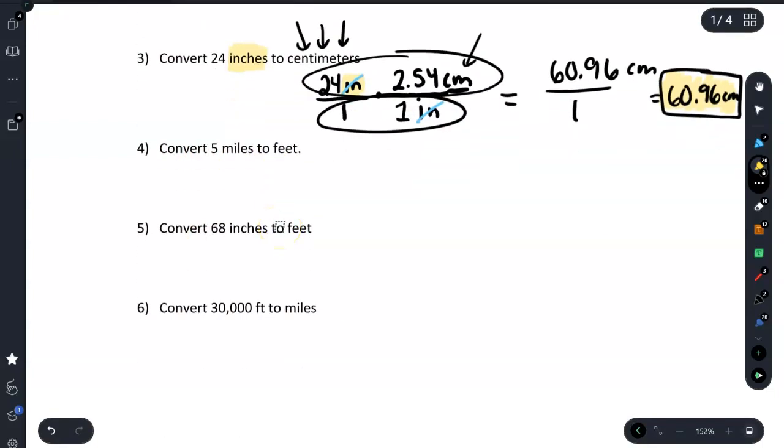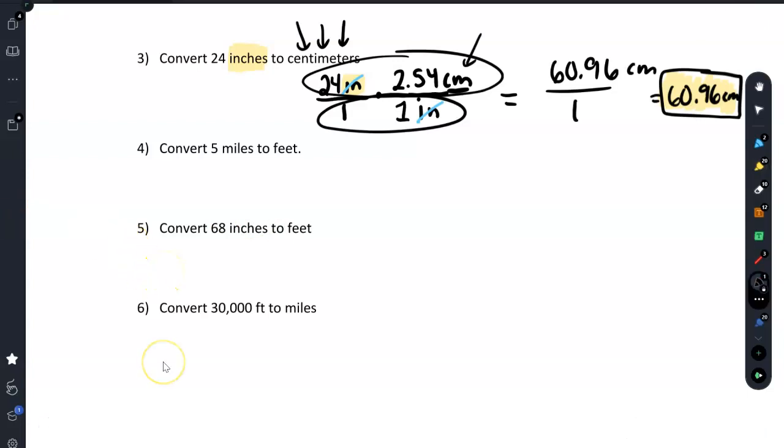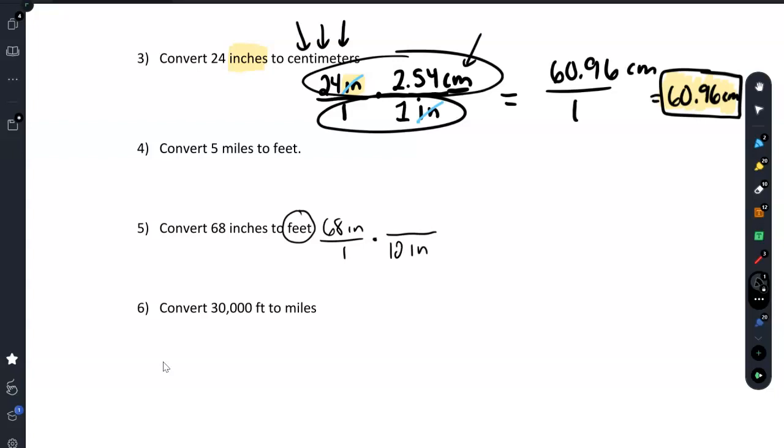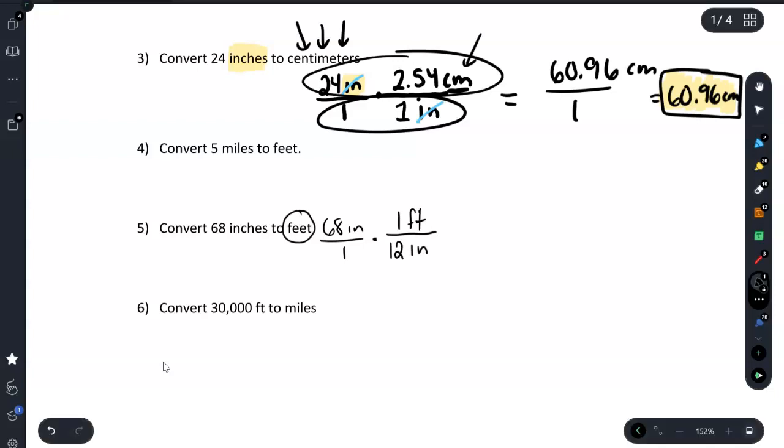And with the first 2 that I did, the denominator was 1. The denominator is not always going to be 1, so don't just get in the habit of just doing the numerator. So with this one, let's look at it. Number 5, I start with 68 inches, so I want to go ahead and put that over 1. I know I'm going to multiply it by something that has inches on the bottom, and now I look and see where I'm going. I want to go to feet, and I've already done this one, so I don't have to go back up to the top. I know that 12 inches is 1 foot. So now my word inches would cancel.